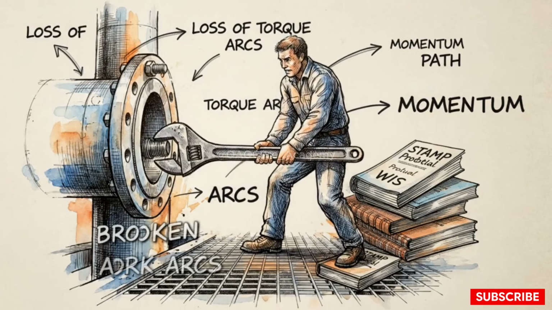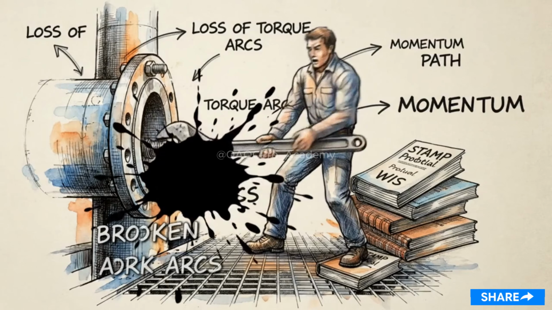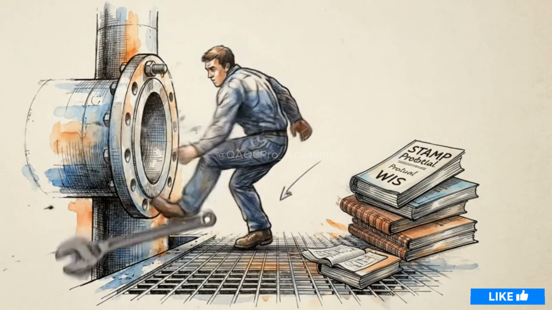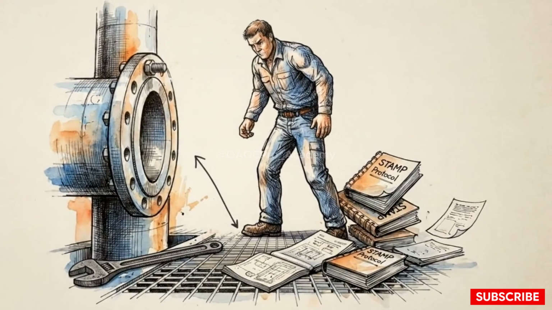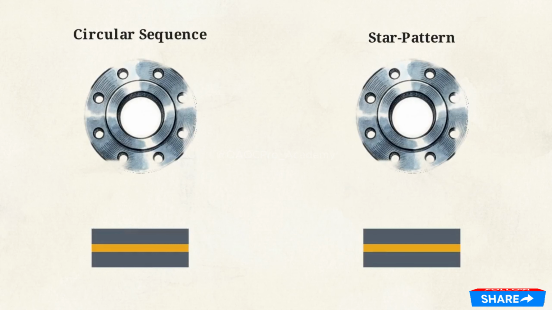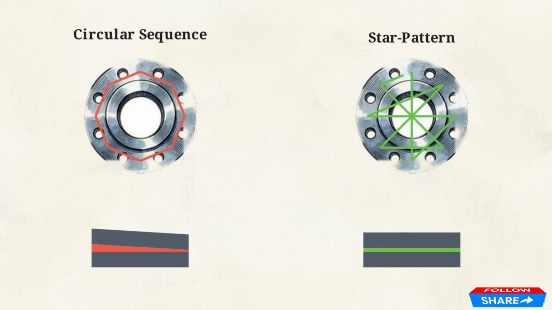Even the most rigorous material engineering and stamp analysis can be instantly undone by human error on the floor during final installation. This diagram compares flange tightening. A circular sequence unevenly crushes the gasket. A numbered star pattern ensures a flat seal.